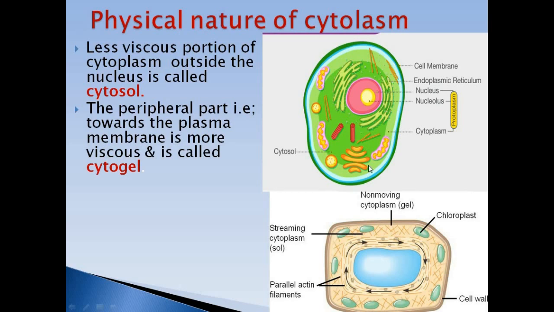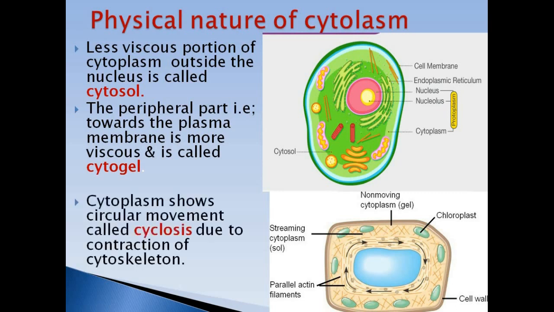Another feature of cytoplasm is that it can move. It moves in a circular manner. This is called the streaming movement of cytoplasm, and this movement is possible due to the filaments which make up the cytoskeleton. When they contract, the cytoplasm moves. This movement is also called cyclosis. Due to this cyclosis, organelles can move from one place of the cell to another.